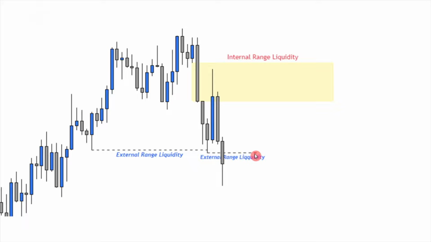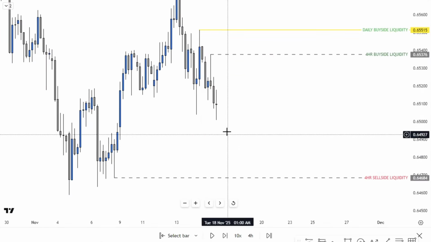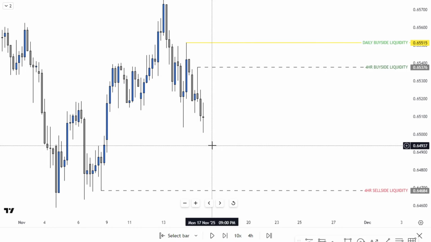Understanding this relationship gives you a huge advantage because it allows you to anticipate future price objectives instead of reacting to every candle. Now that we've covered the theory in detail, let's jump into the charts and break down several examples so you can see the exact sequence playing out in real time. Okay, now let's take a look at the 4-hour time frame on the Australian dollar versus the US dollar. And let's see how price goes from internal liquidity out to external liquidity.